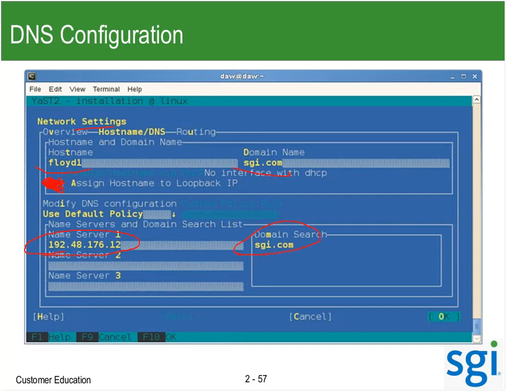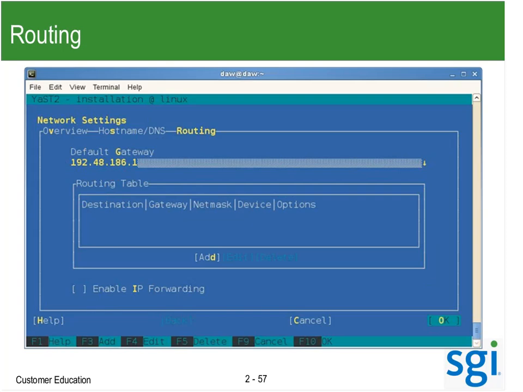Again, if I assign hostname to loopback, I'm going to get floyd1.sgi.com to have an IP address of 127.0.0.2, and that will break things. Okay? Then I'm going to do routing, 192.148.186.1. That's our gateway out.